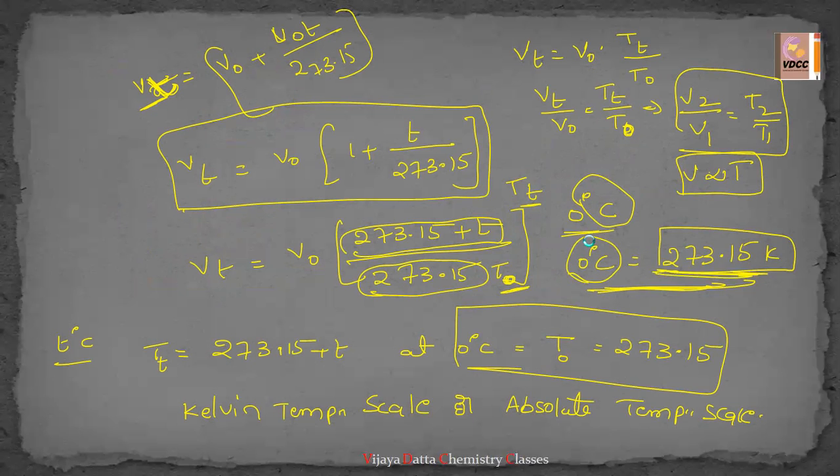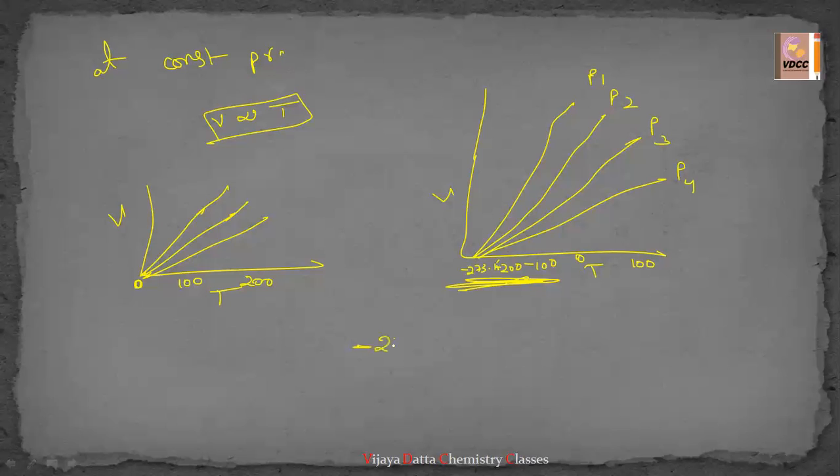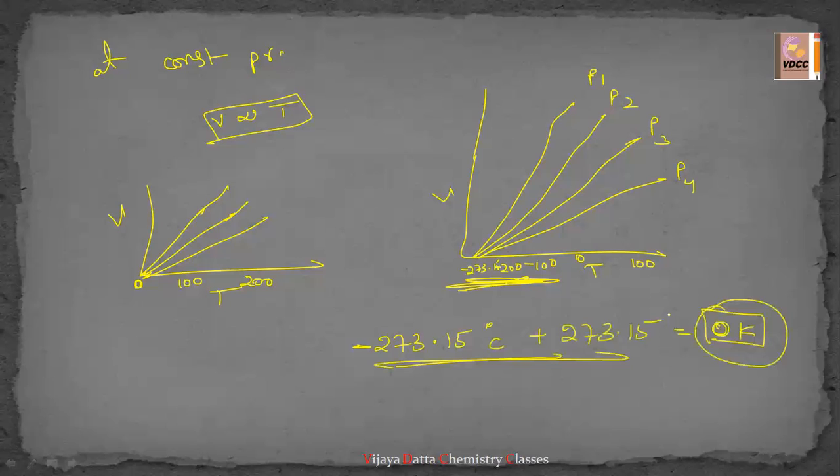Now we are getting the graph between minus 273.15 and 0 degrees Celsius. To convert this into Kelvin, we have to add 273.15. Then both will get cancelled and we'll get 0 Kelvin. So if you are extending the temperature, the graph we are getting exactly at 0 Kelvin. This 0 Kelvin is nothing but called absolute zero. This is called absolute zero.